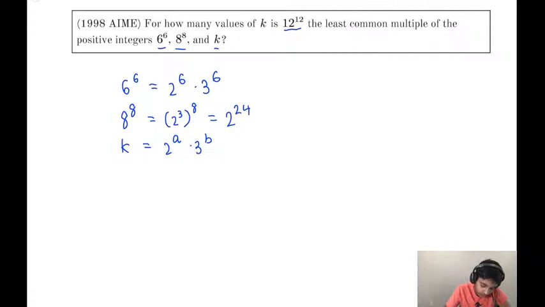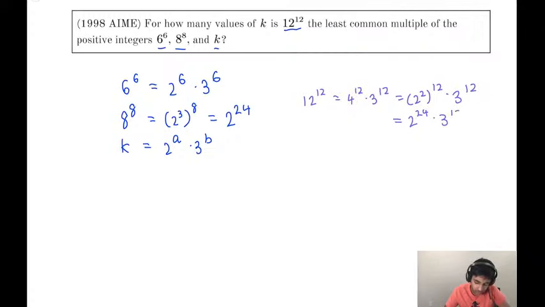So what is 12 to the 12? The LCM of these three numbers. 12 to the 12 is equal to 4 to the 12 times 3 to the 12, which is 2 squared to the 12 times 3 to the 12, which is 2 to the 24 times 3 to the 12. So we want the least common multiple to be this quantity.